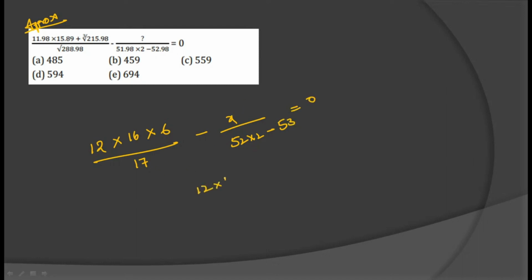Now see, 12 into 16 into 6 divided by 17 is exactly equal to x divided by, guys. Here 53 you just represent as 52 plus 1. Now here 52 you just take as common. Why? Because you can directly multiply, as you wish, guys. Now 52 twos are 104. Now you just subtract 53. Now we are left with 51. Now 17 ones are 17, 17 threes are 51.